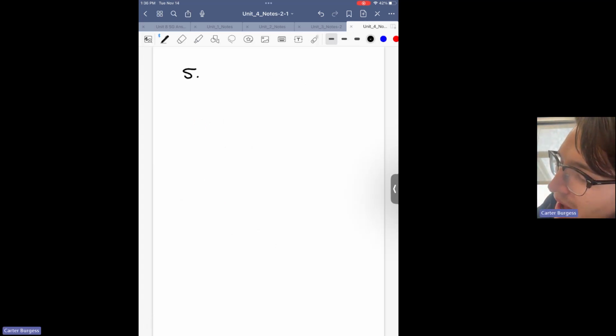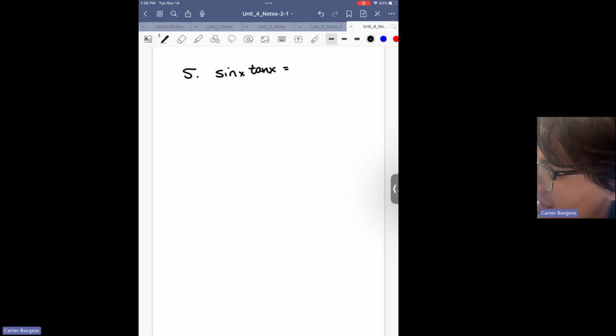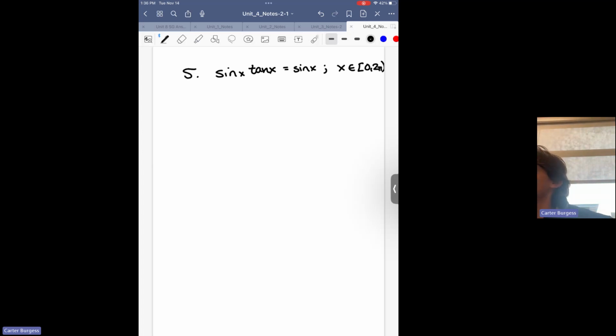To example 5. This is sine of x times tangent of x is equal to sine of x, and we're given this constraint, which is that x is, of course, between 0 and 2 pi. Okay. Solving for x.